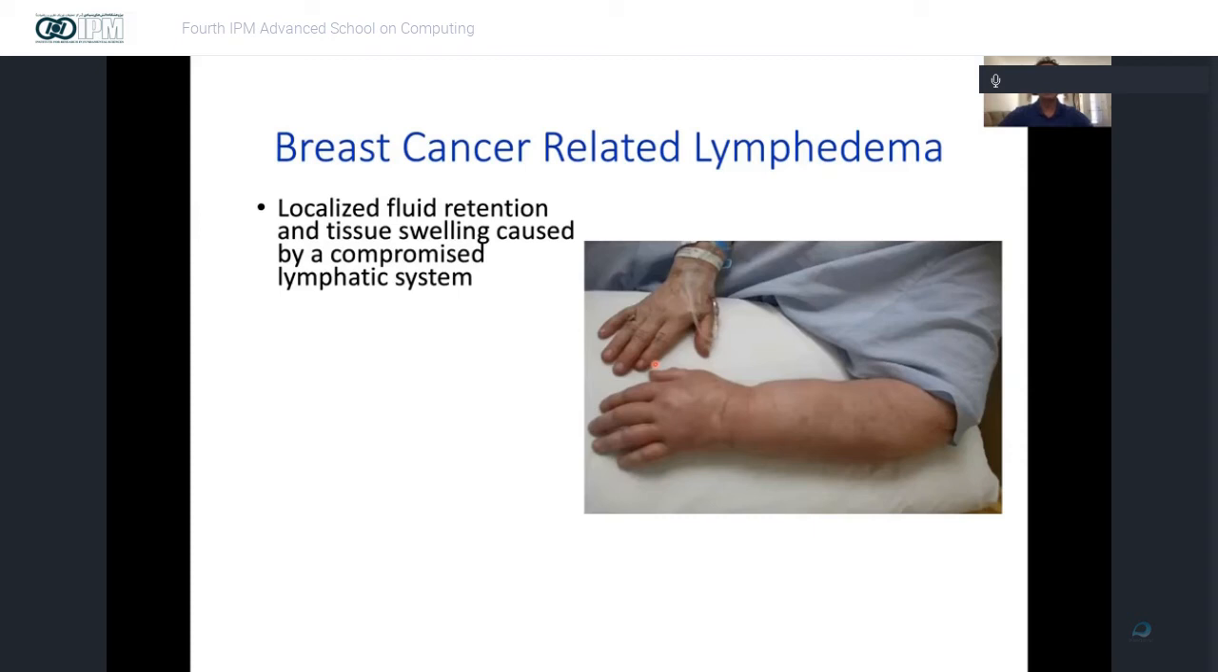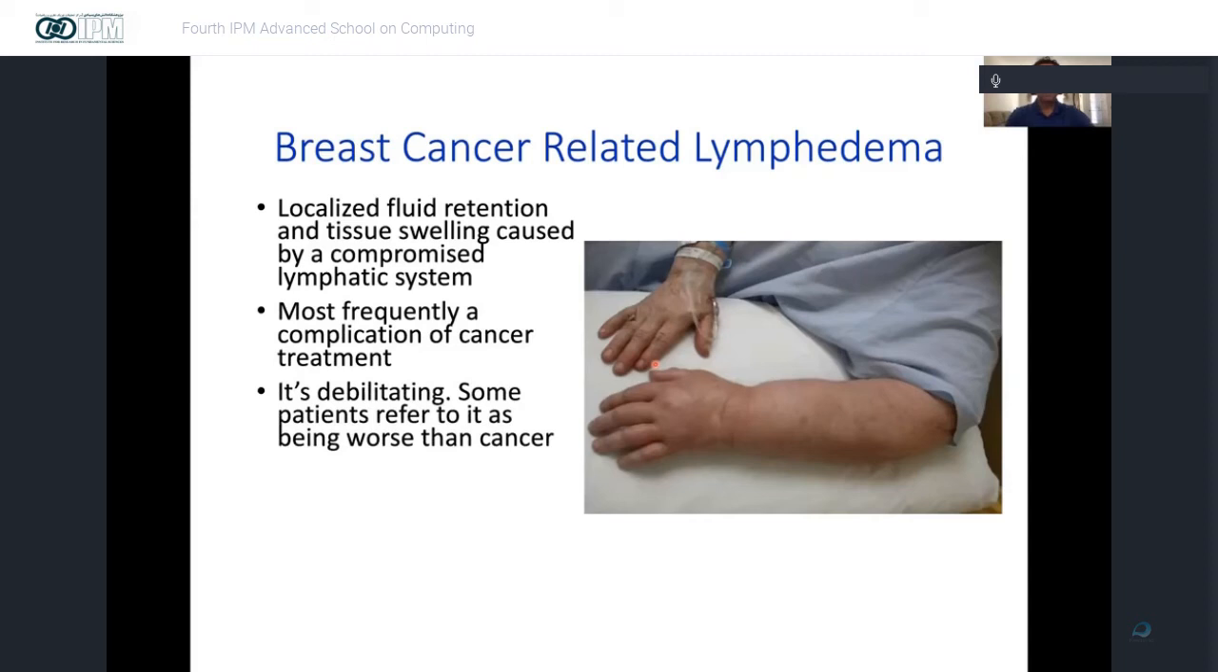For example, around 25% of breast cancer survivors will suffer from lymphedema. It's a debilitating condition. Some patients refer to it as even worse than the cancer itself because the hand gets so heavy and it can't move easily. And if it continues, you can have infections. So it's a very difficult condition.